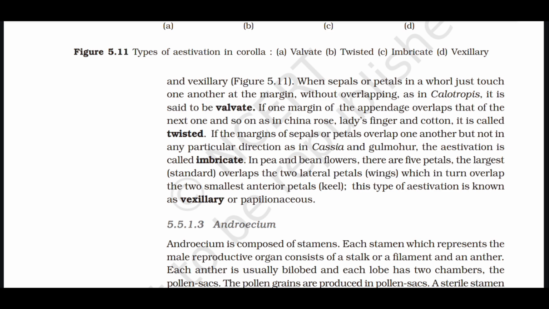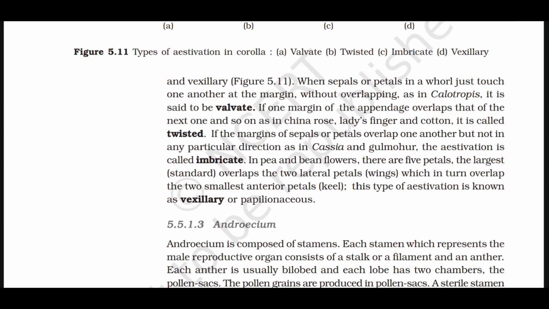If one margin of the appendage overlaps that of the next one, and so on, as in China rose, ladyfingers, and cotton, it is called twisted. If the margins of the sepals or petals overlap one another but not in any particular direction, as in cassia and gulmohar, the estivation is called imbricate.